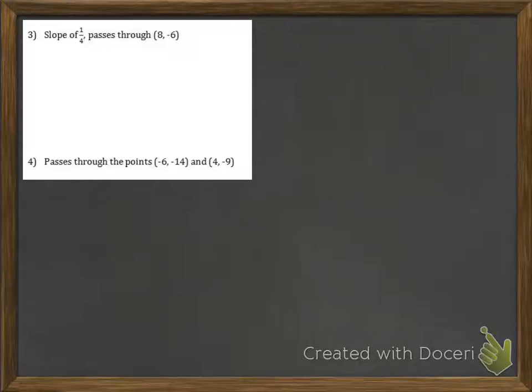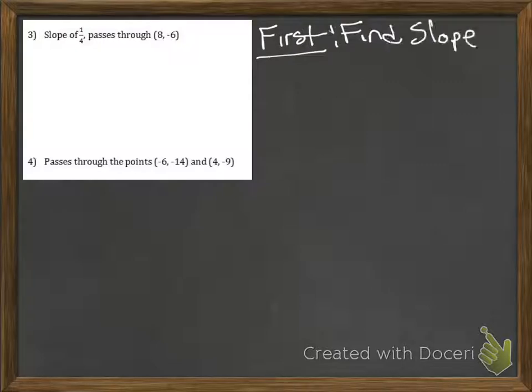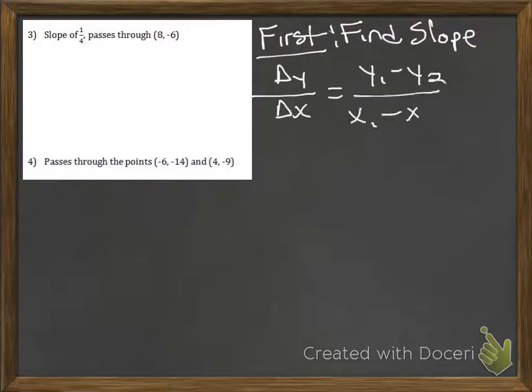In problems 3 and 4, we're supposed to write the rule that matches the information given. In order to write a linear rule, the first thing we have to do is find the slope. And in order to do that, slope is the change in y over change in x, meaning we have to find the difference between the y values and the difference between the x values.